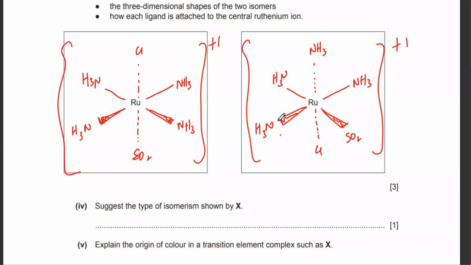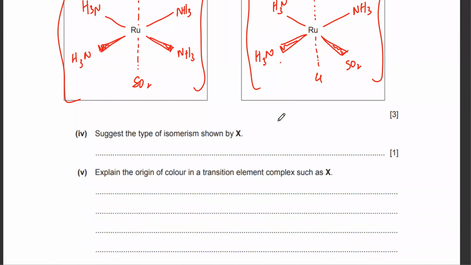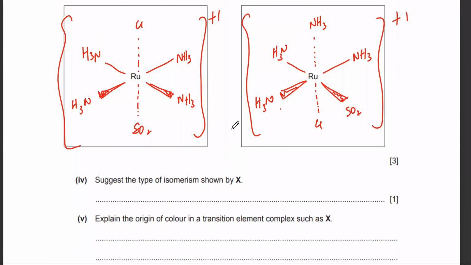Draw 2 isomeric forms, showing how each ligand is attached. So what's the type of isomerism? That's geometric. So that's a geometric isomer. Is that clear? Yes.